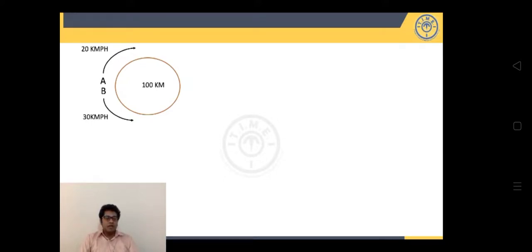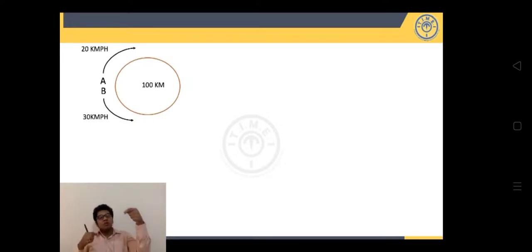They're traveling in opposite directions. A is traveling in this direction, B is traveling in this direction. When they travel in opposite directions, the relative speed will always be the sum of the speeds, because for every 1 hour A would have traveled 20 and B would have traveled 30, but they should travel 100 for them to meet.